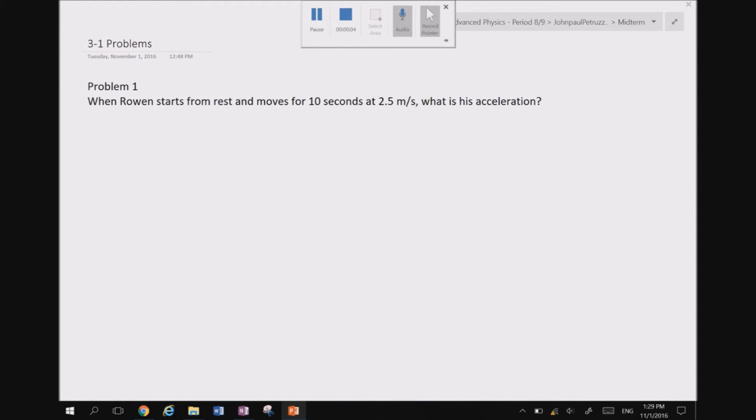Rowen starts from rest and moves for 10 seconds at 2.5 meters per second. What is his final acceleration? Our first step is to declare our variables. Anytime it says something is starting at rest, that means VI is equal to 0 meters per second. You're not moving at all. Next we have time, which is equal to 10 seconds. Following that, we have 2.5 meters per second, which is final velocity. What we don't know is acceleration.